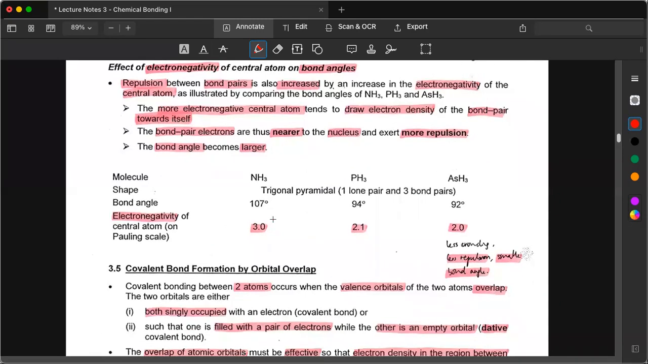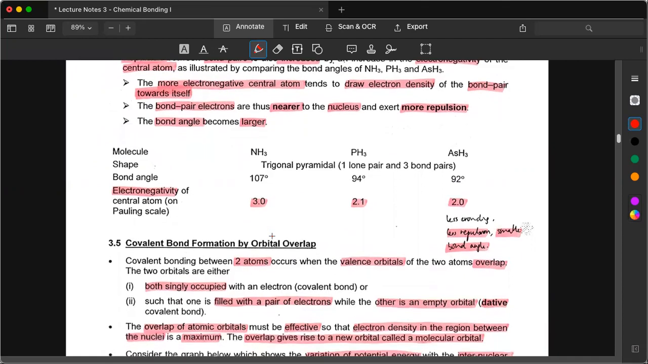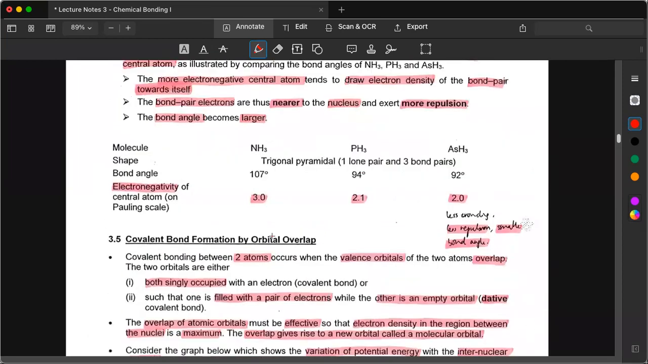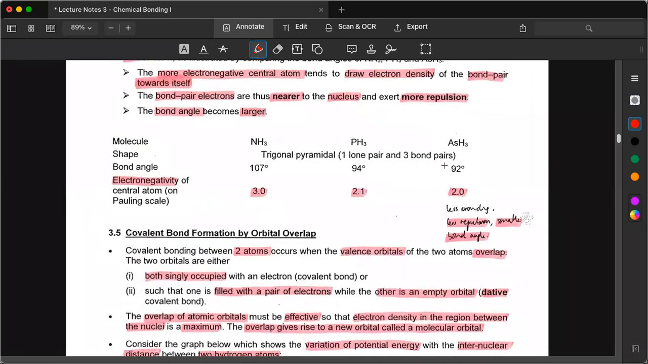Because if the central atom has great electronegativity, like nitrogen here, it will draw the bond pair closer to itself, and hence will have greater repulsion, resulting in a higher bond angle. But you must be very careful that you are comparing between similar geometry, similar molecular geometry.